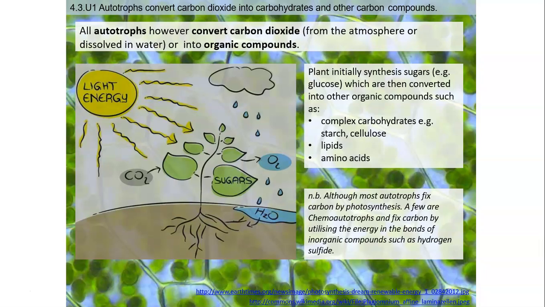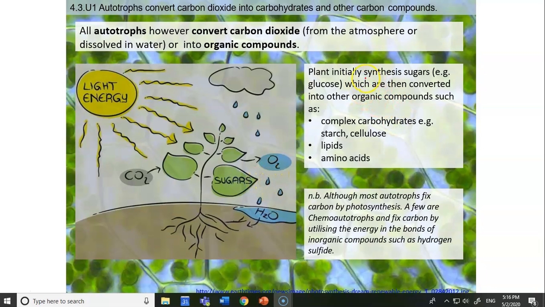All right, the next part is very simple because we have talked about this before. It's about the autotrophs and how they are converting carbon dioxide into the form of organic compounds. It's completely about light energy and photosynthesis, how the carbon dioxide through the leaves will be converted to sugar with the production of oxygen and water.